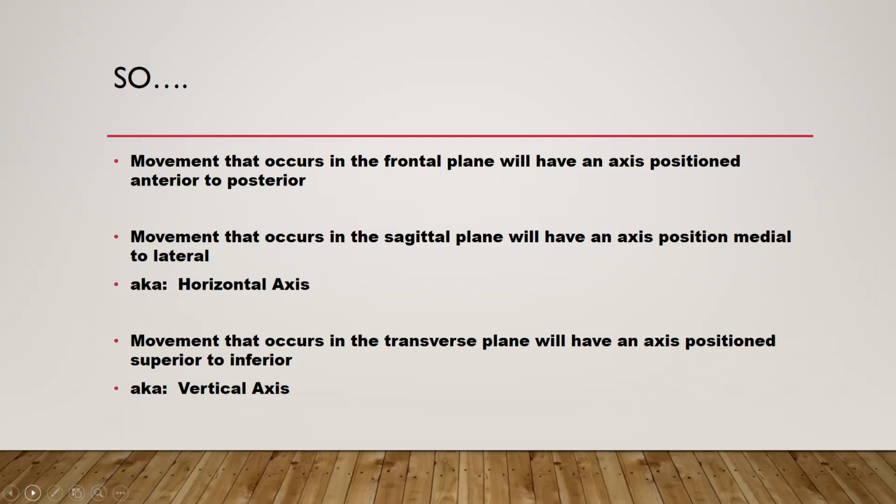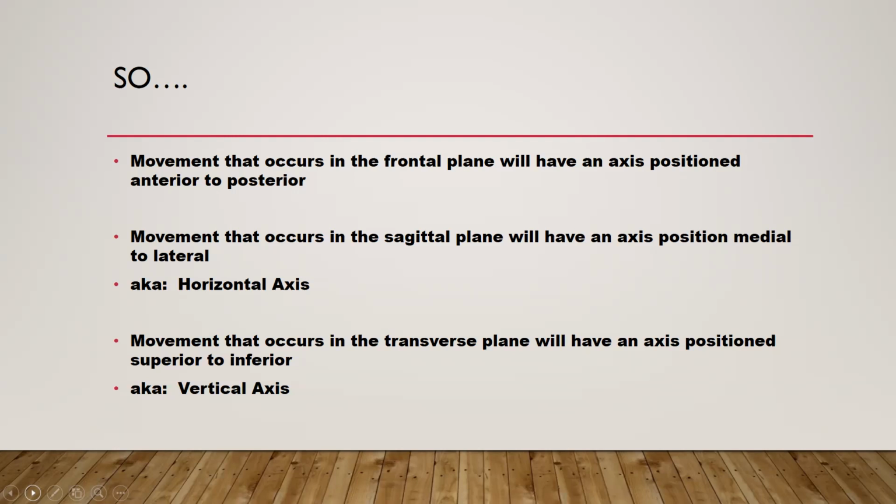Movement that occurs in the sagittal plane will have an axis positioned medial to lateral. I always think of a bike wheel. Think about how a bike wheel is rotating towards us. We're looking straight on at the bike. The bike is coming towards us. We're looking at the wheel. The wheel is turning in the sagittal plane. But the axis, the point in the middle of the bike, is going left to right, or medial to lateral, a horizontal axis.